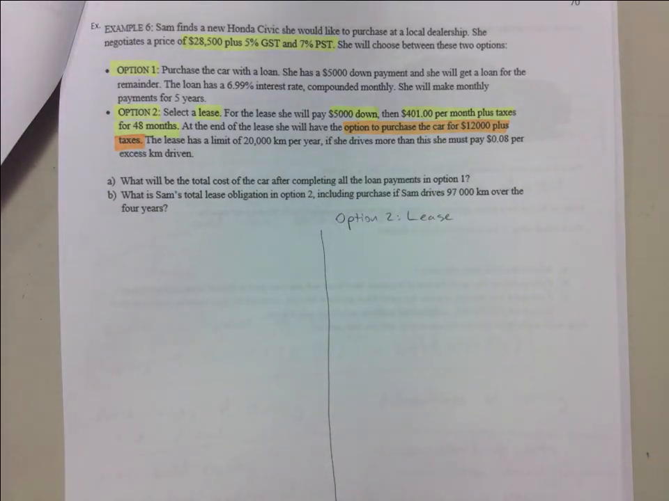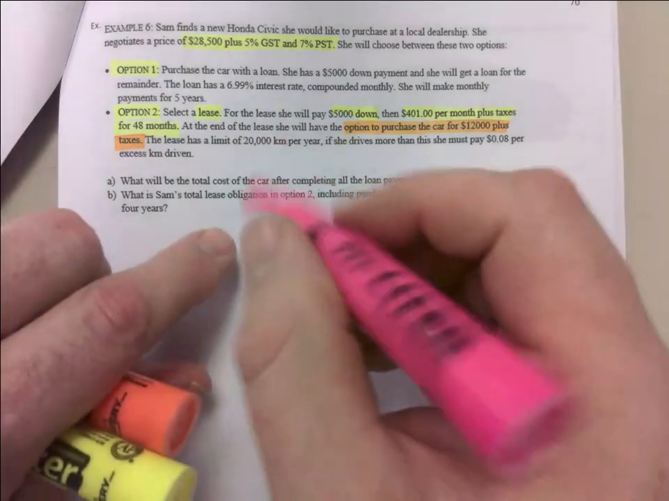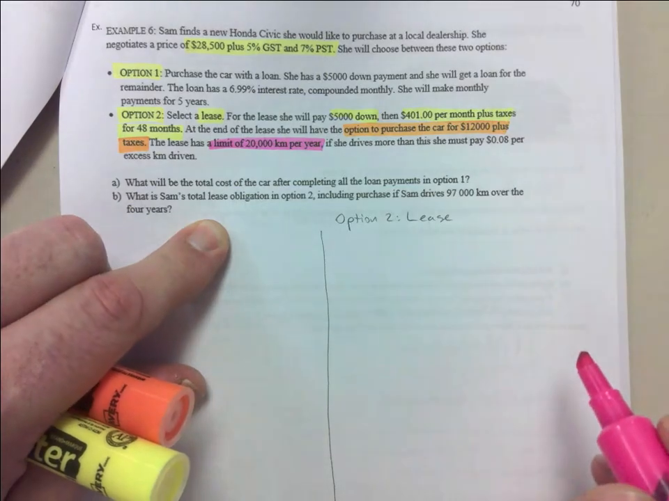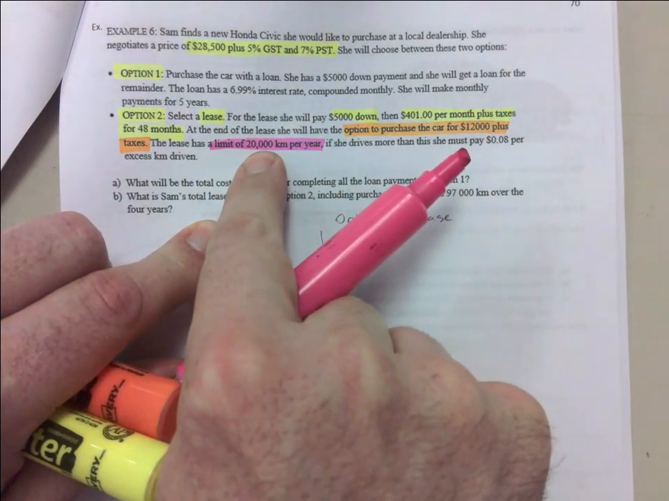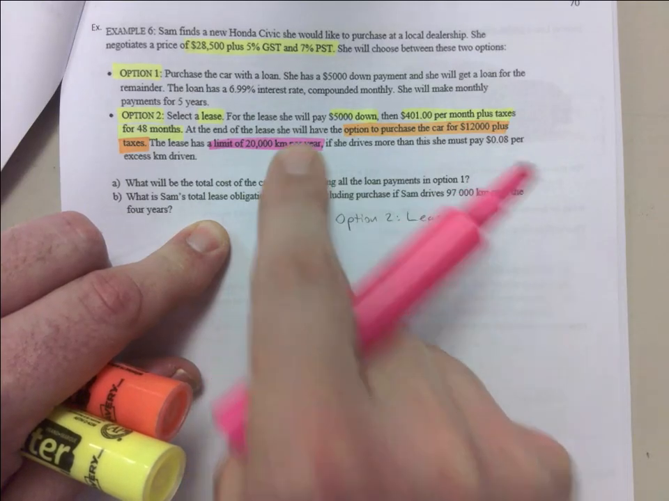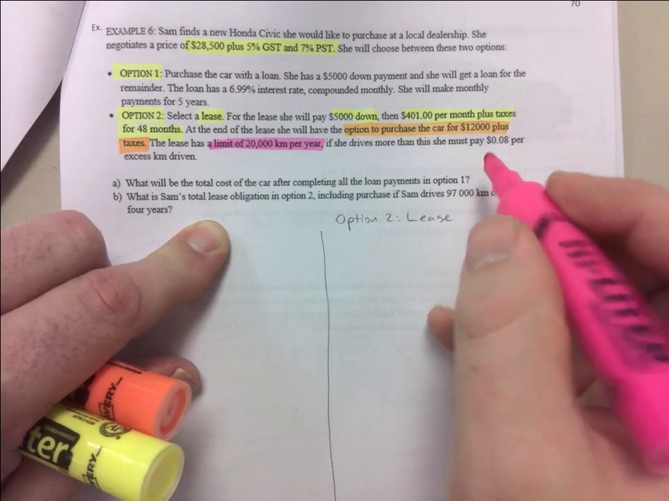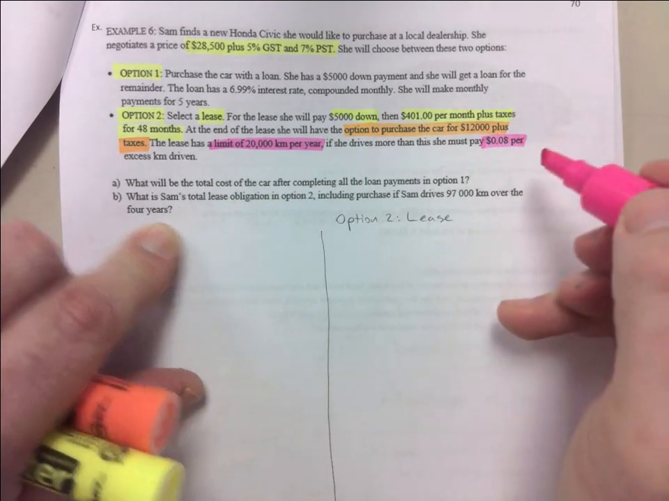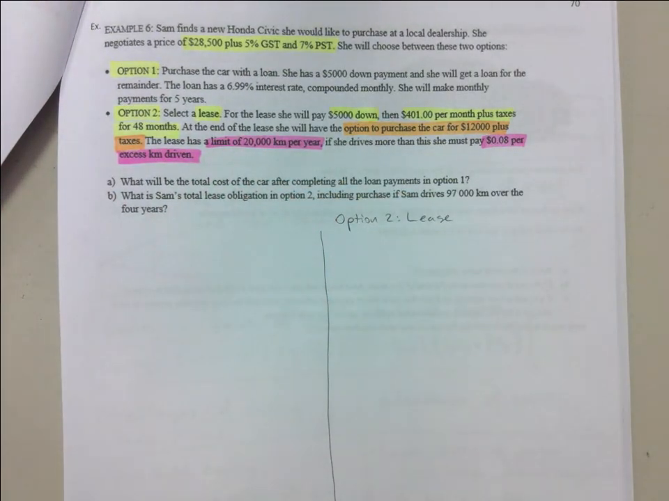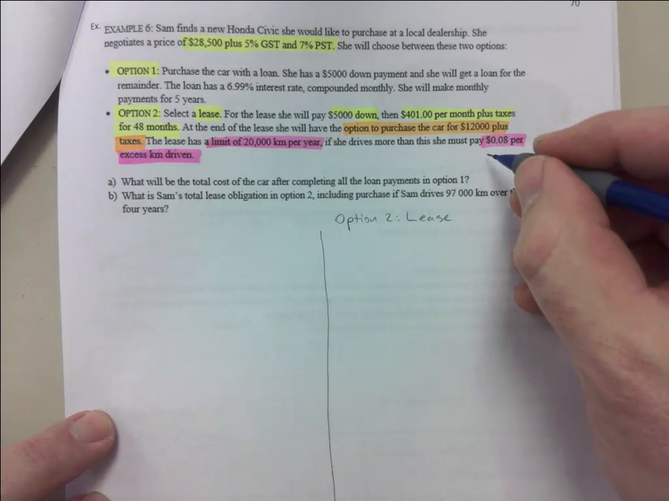The lease has a limit of 20,000 kilometers per year. So 20,000 for every year that you lease. If she drives more than this, she must pay 8 cents per excess kilometer driven. Can I just ask you to add plus tax?